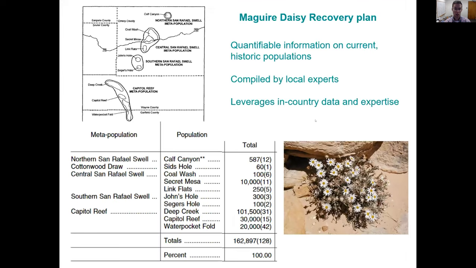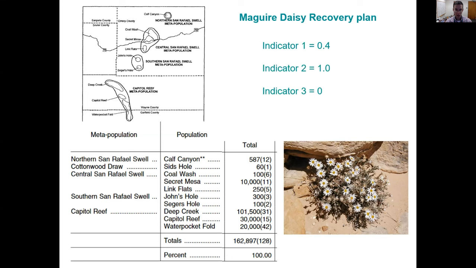Here's one example. This is a species endemic to the United States. Here's a map of its distribution and census counts that were from an endangered species management report. So we can see that from such reports, there's quantifiable information on population size and current and historic populations. This has already been compiled by local experts and is already published, freely available data. We are leveraging existing in-country data and expertise for reporting on these indicators. These would be the values of the indicators for this species.